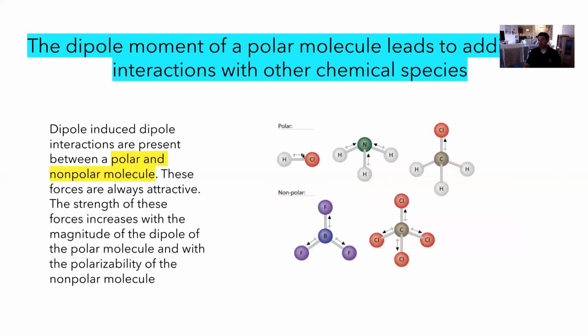Now, our polar molecules, right, they have some net pull in any one direction. So HCl, the NH3, they're all pulling inward. We get this resultant vector up. The CH3Cl, right?